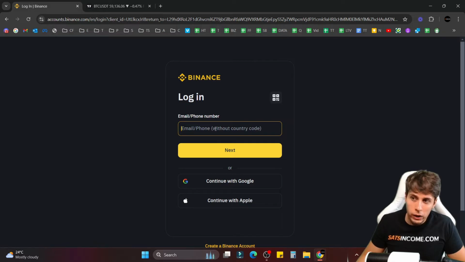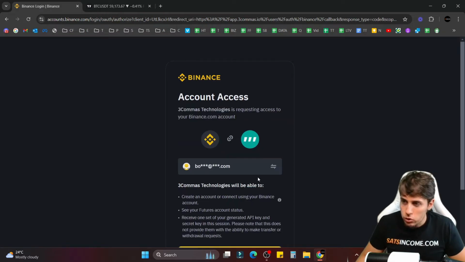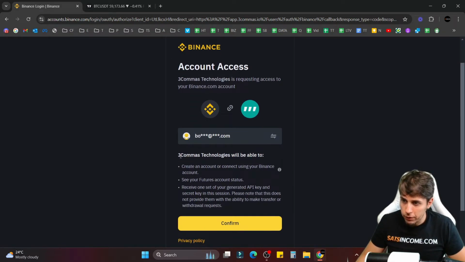So all you gotta do here is log into your Binance account. Once you do that, you will be asked to confirm that 3Commas will be able to create an account or connect using your Binance account, see your futures account status, and receive one set of your generated API keys and secret key in this session.